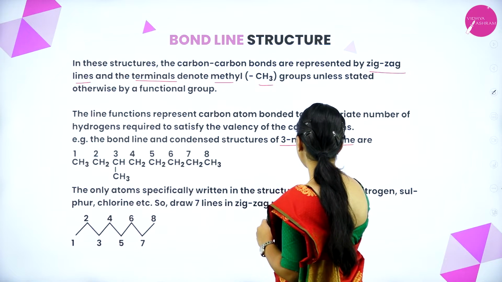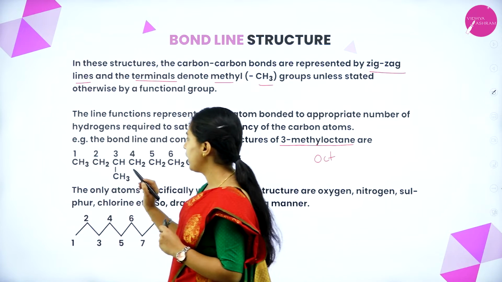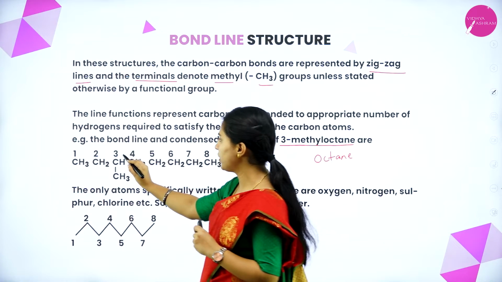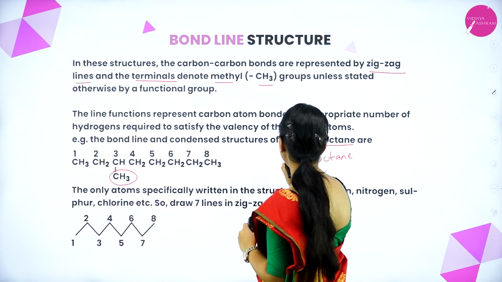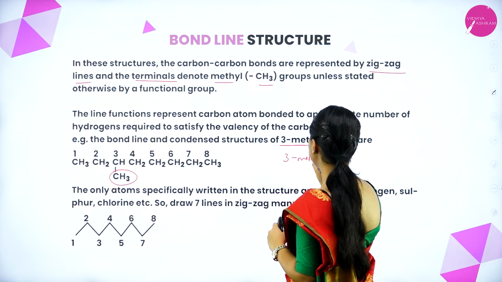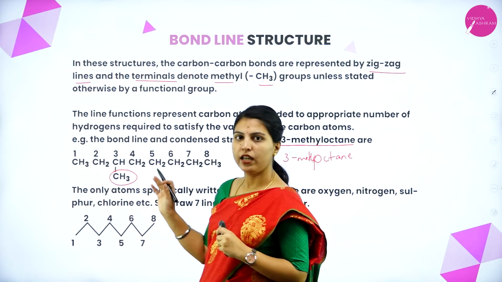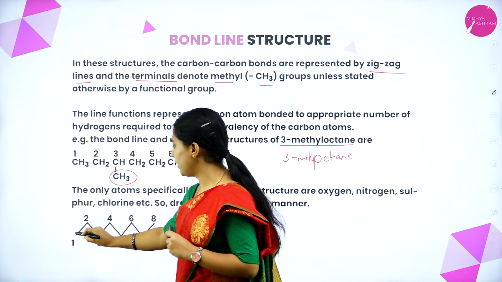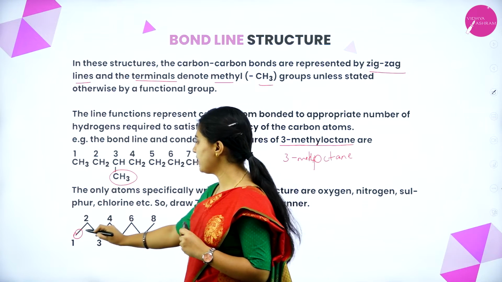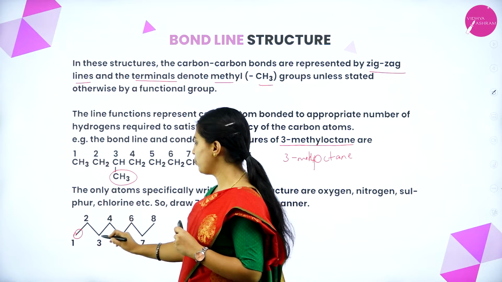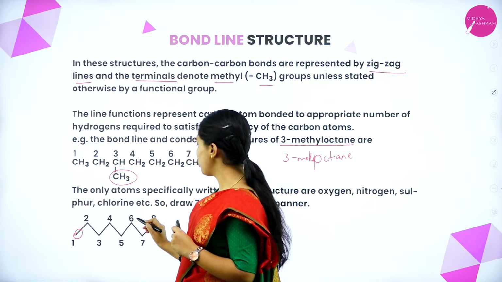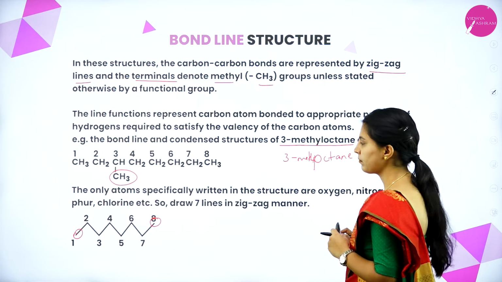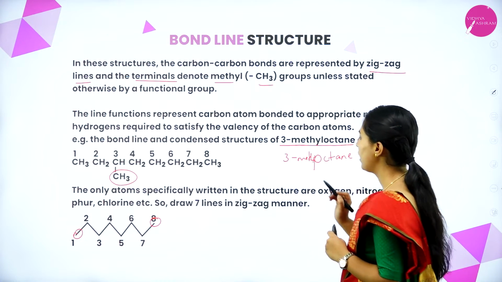8. It is 8, oct, right? And all are single bonds, that's why ane. In the third position, a methyl group is attached, that's why 3-methyl, right? This is the normal form. But if you want to write it in bond line, this is CH3, the terminal will be considered as CH3. In the middle, CH2, CH2, CH2, CH2, CH2 again. This terminal we call CH3. Like this you have to write in a zigzag manner.